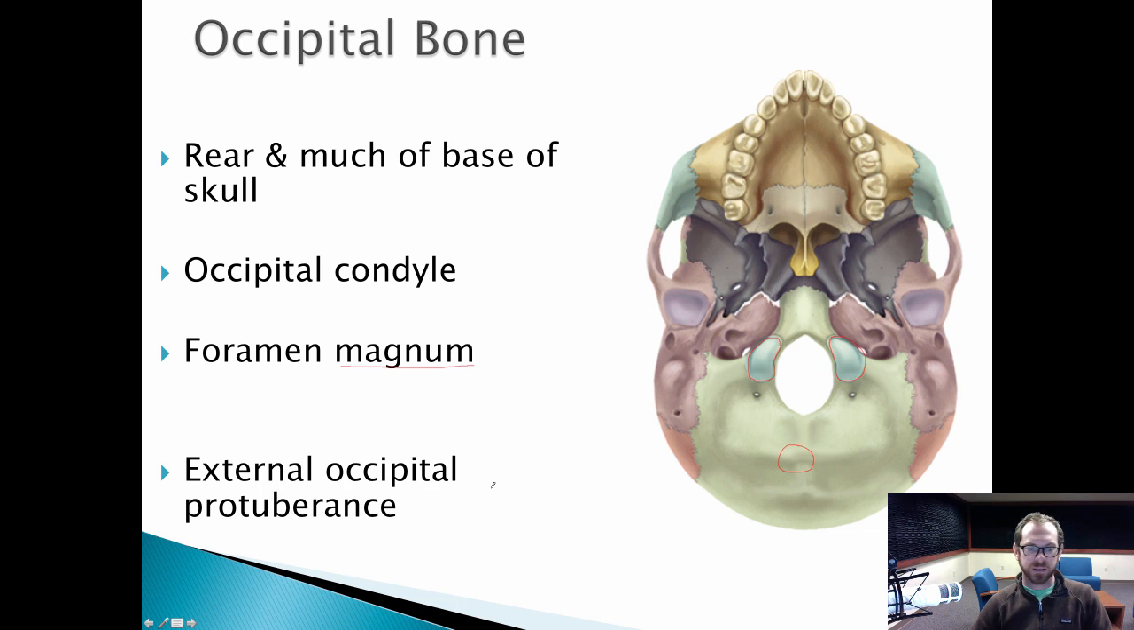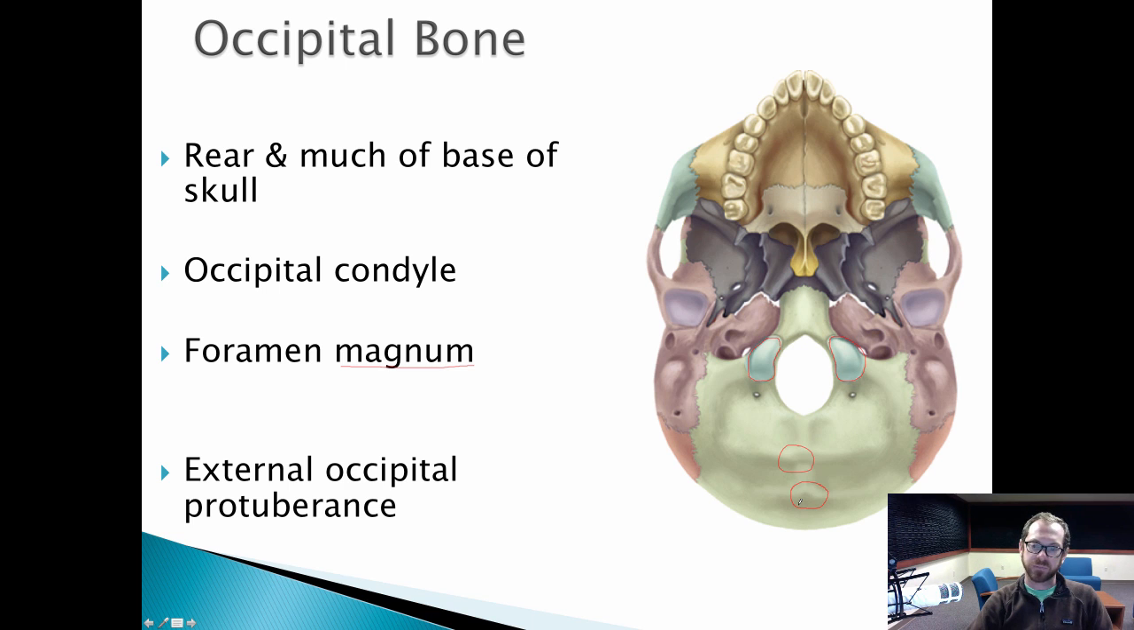And then finally, on the occipital bone, we have a feature called the external occipital protuberance, which I've circled here. And you can palpate this if you start down at your cervical vertebrae and palpate superiorly, you will notice that there's this sharp projection on your occipital bone. And we call this the external occipital protuberance.